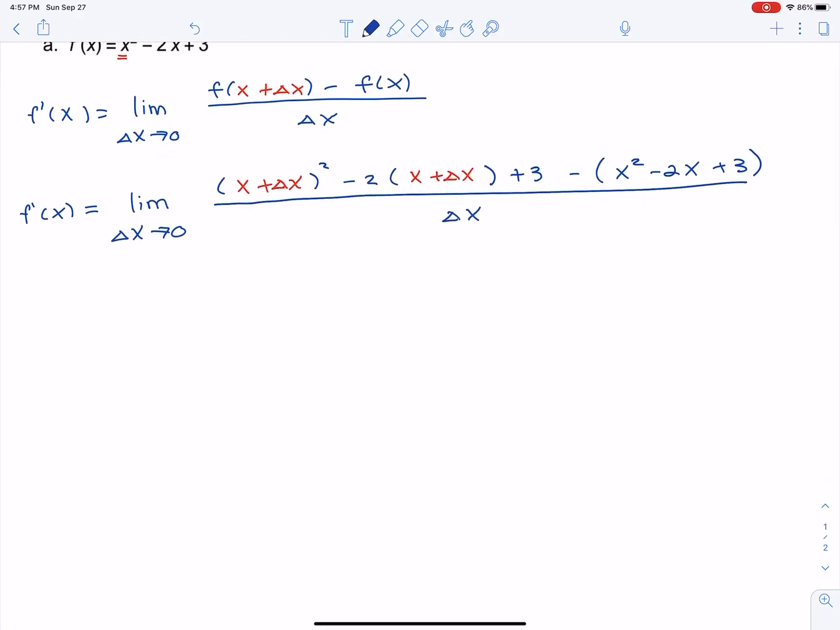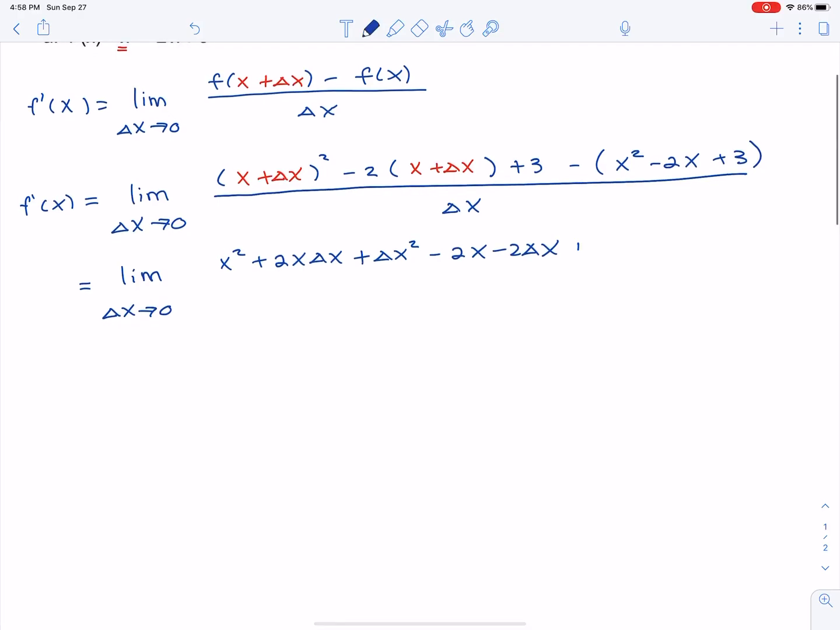Like I said, from here, we're doing a lot of algebra. So let's do our bunch of algebra here. I'm going to take the limit as delta x approaches 0, and I'm going to expand this out. So that first term becomes x squared plus 2x delta x plus delta x squared. Okay, that takes care of that first term. Now I'm going to move on to the second term. Distributing, I get negative 2x minus 2 delta x. Here's hoping I have enough room. Okay, so I've done that one, and then I'll go to plus 3.